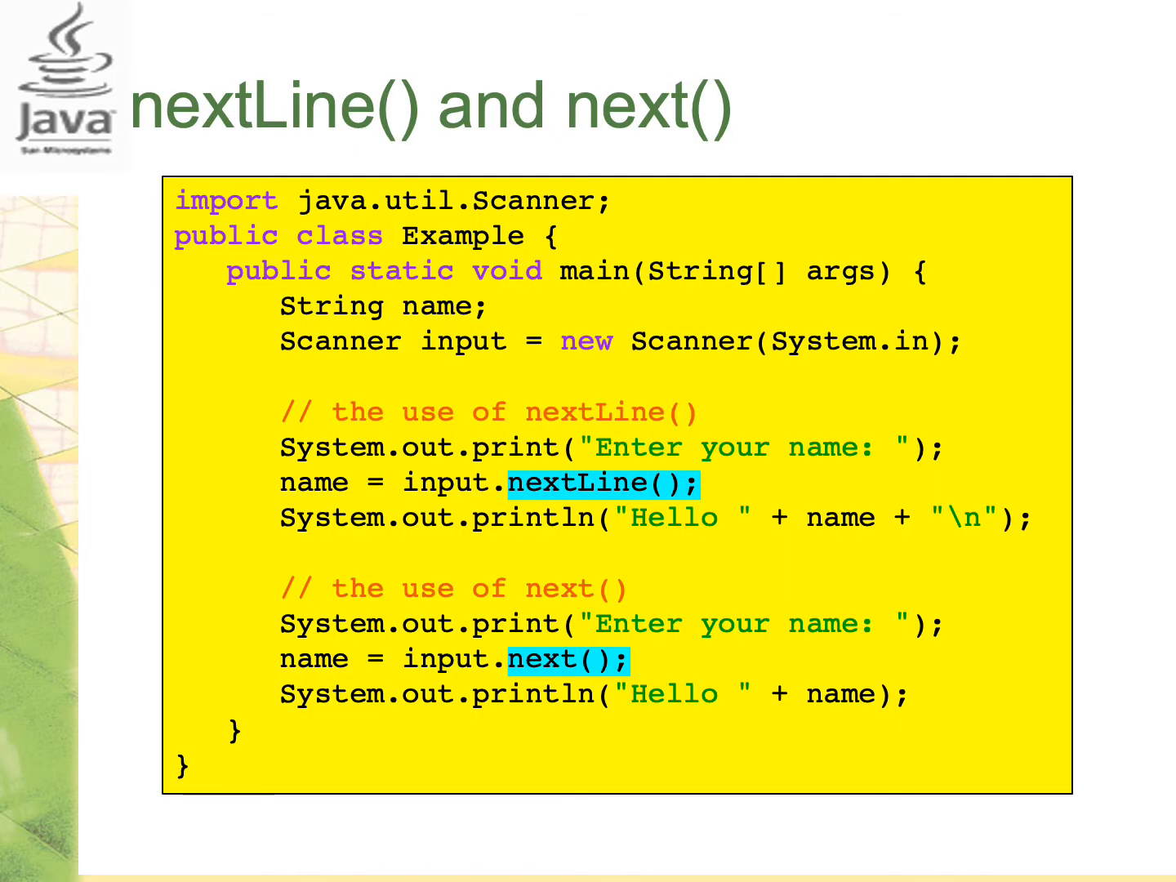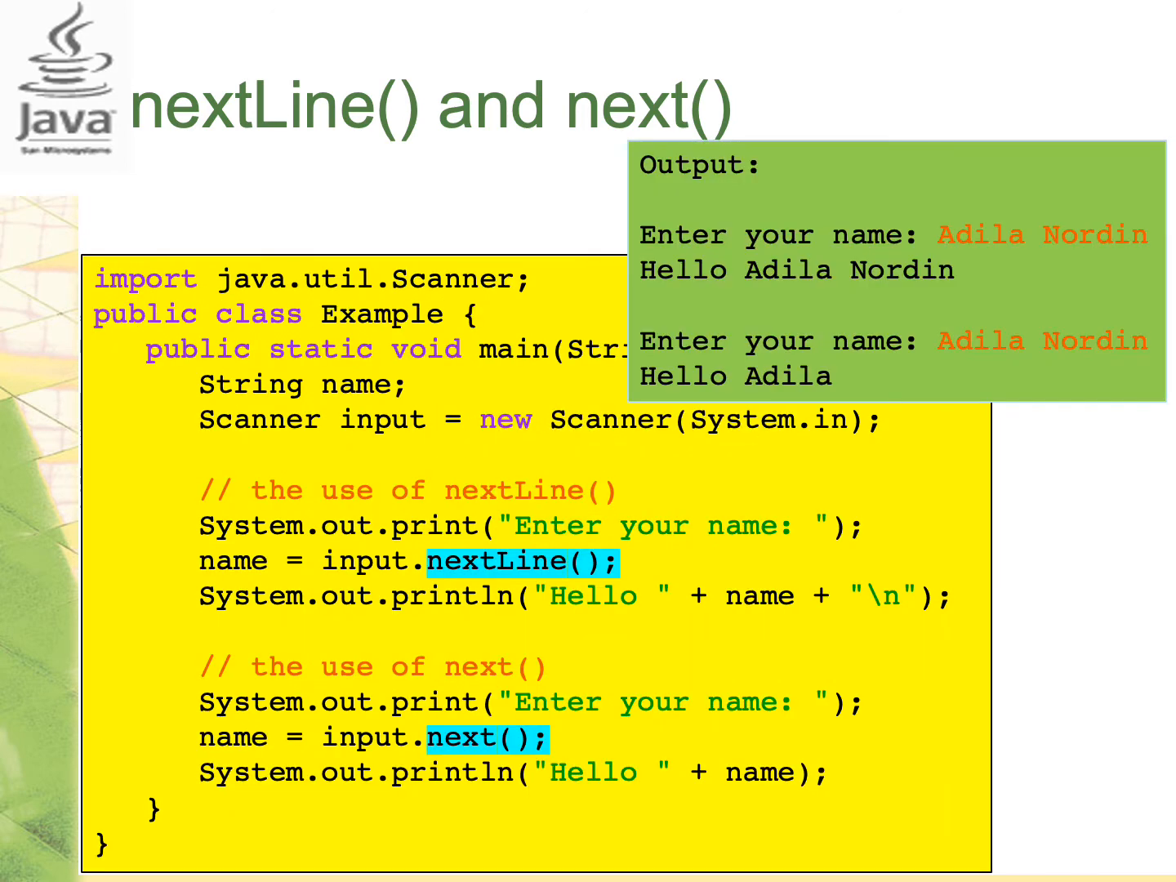Let's look at the difference of next and nextLine methods to understand this better. This example is similar to our example before, where it asks the user to enter their name. The first one is by using nextLine, and the later one is using the next method. What do you think the output of this program will be if I enter my name in both nextLine and next methods? For the nextLine method, when I entered Adila Nordin, it takes the whole text as one value. That's why it printed out Hello Adila Nordin.